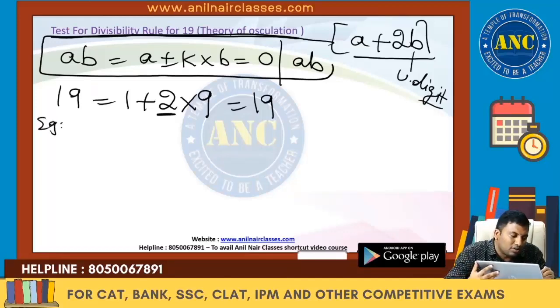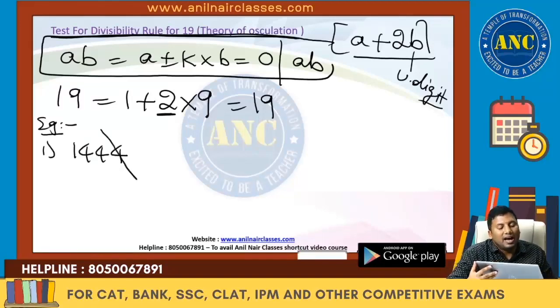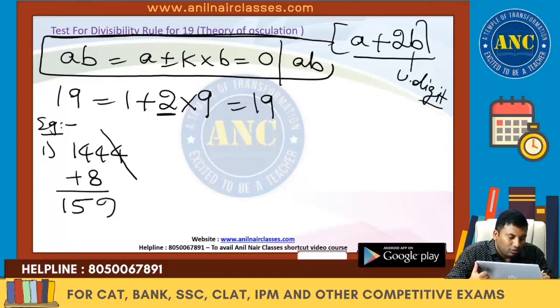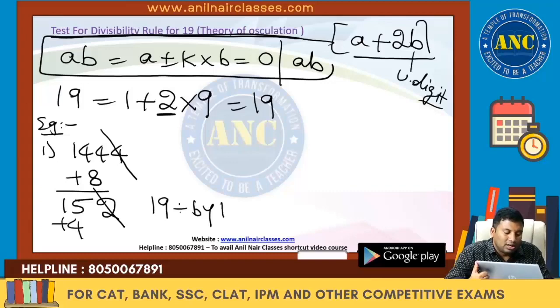Two examples which we will do. 1,444. Take the unit digit, double it, add it to the remaining part. 4 2s are 8. If I add it to the remaining part, this will become 152. Take the unit digit, double it, add it to the remaining part, 19. 19 is divisible by 19. So 1,444 is divisible by 19. I hope it is clear.